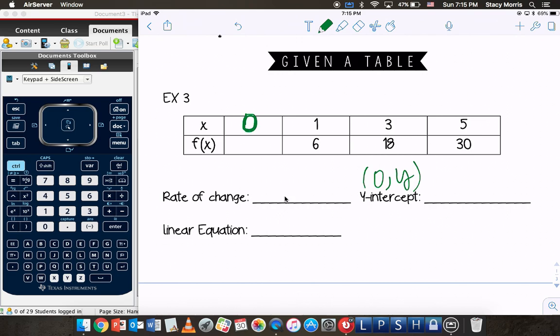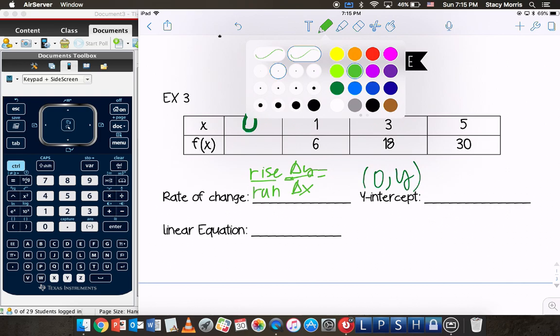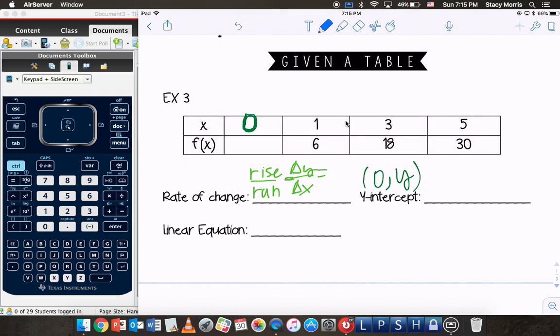All right, let's find our rate of change first. Rate of change, again, is rise over run, or change in y over change in x. I'm going to write that too: change in y divided by change in x. Those triangles mean change. If I'm looking at my table, I only need 2 points. I can use these 2 points, or the first point and the last point. It doesn't matter. If it's a linear equation, I can use any 2. I'll just go with these 2 because these are the closest ones.